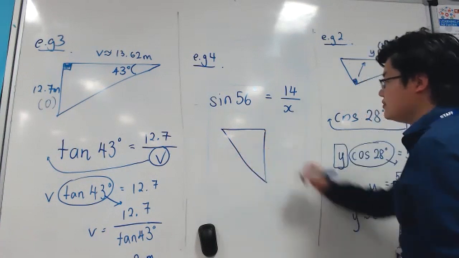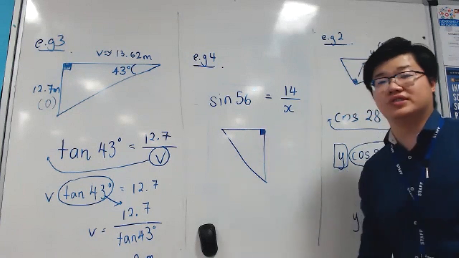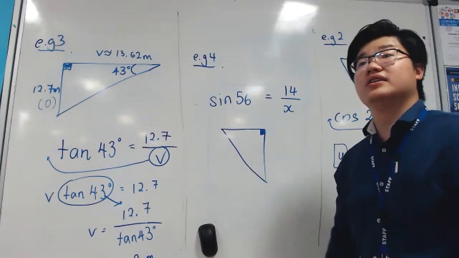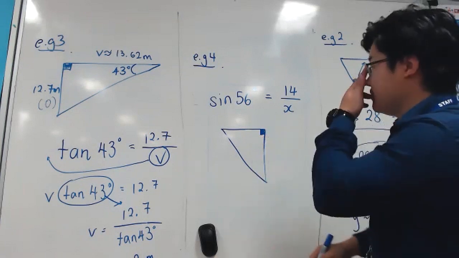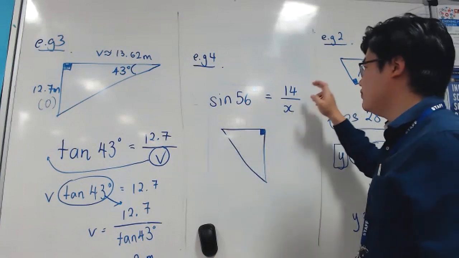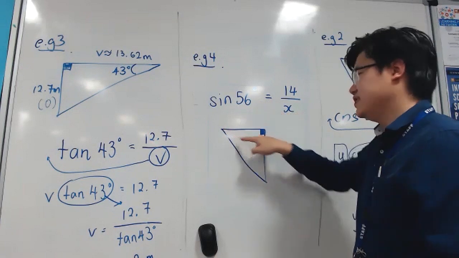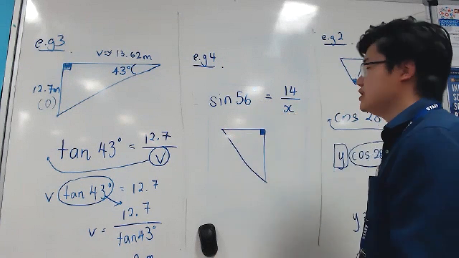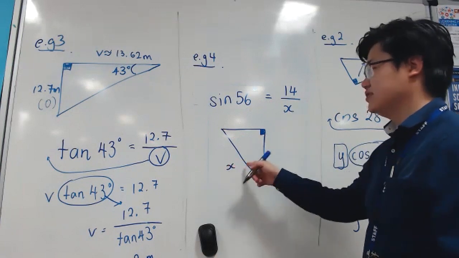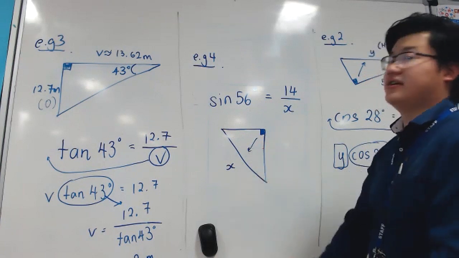Always remember that the right angle is really important. Don't take the right angle for granted. If you don't put a right angle there, it's not a right angle. Now, sine 56 equals 14 over x. We don't really know where 56 is going to be, do we? X is the hypotenuse, and the hypotenuse is definitely going to be there. The reference angle can go anywhere.